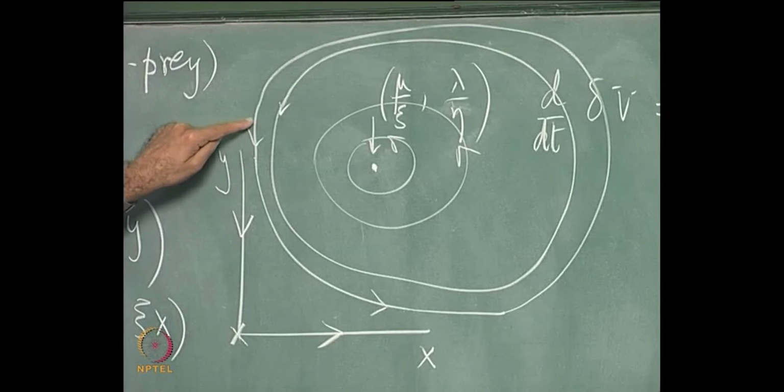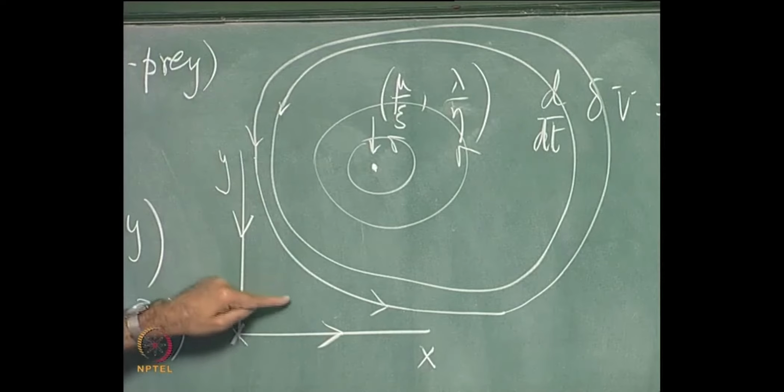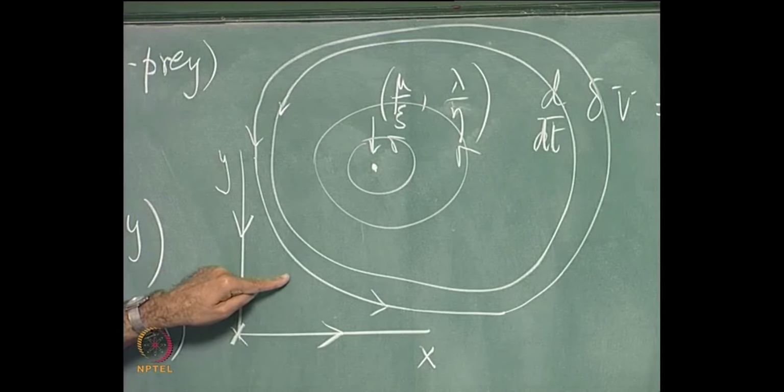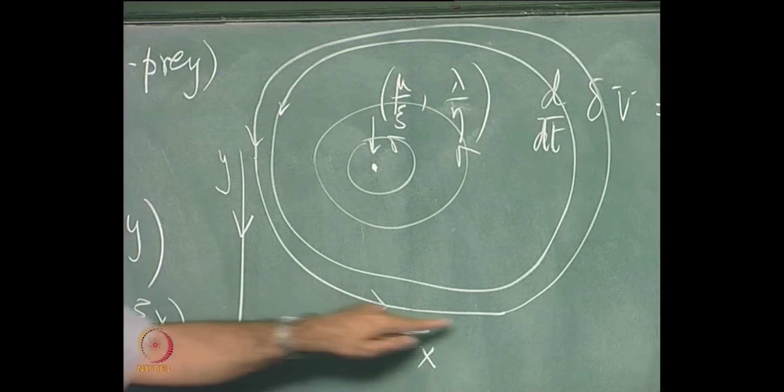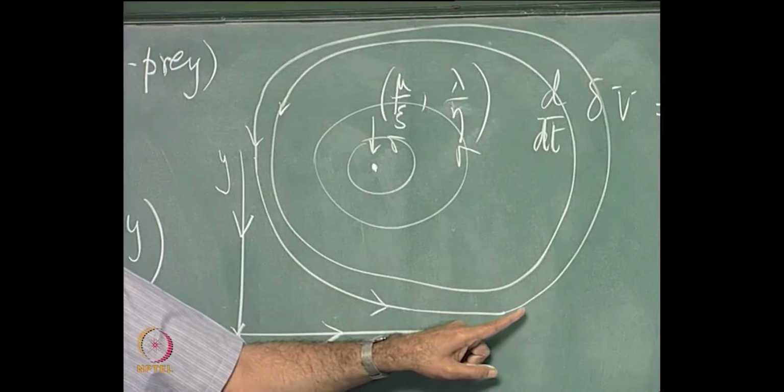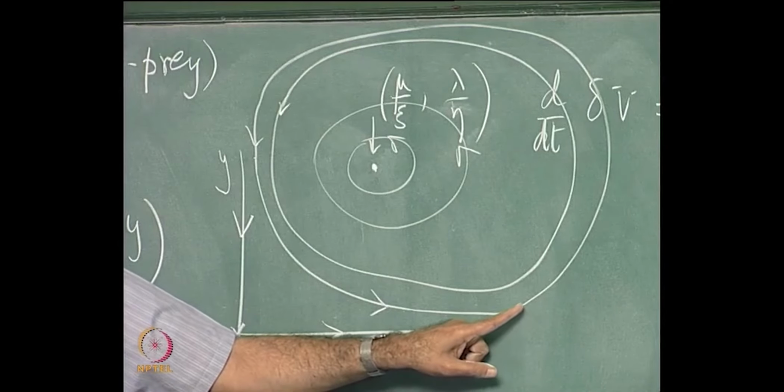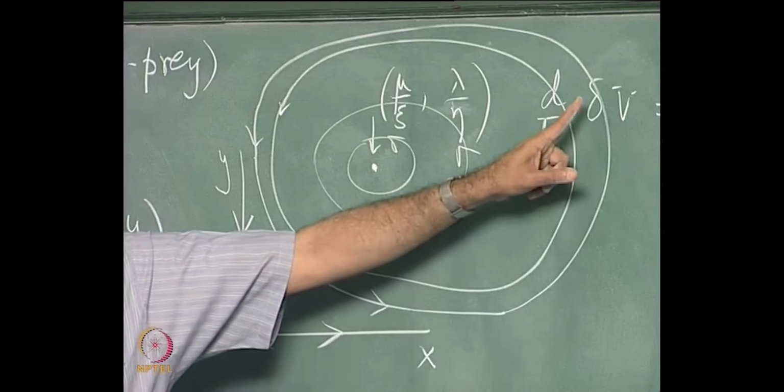If you start here at a large value of y, the population of prey is very small, and therefore the predator population starts dropping. Because the predator population drops, the prey starts growing, and once the prey grows up to a certain point, because there is predation upon it, then the predator population starts increasing.